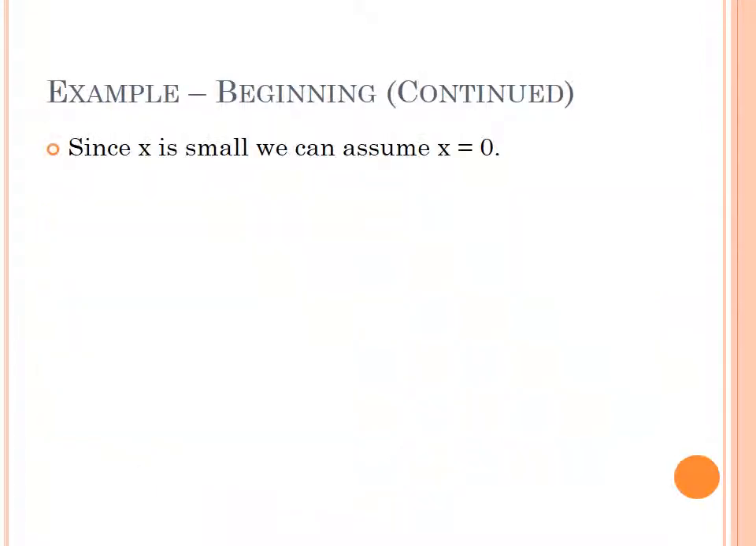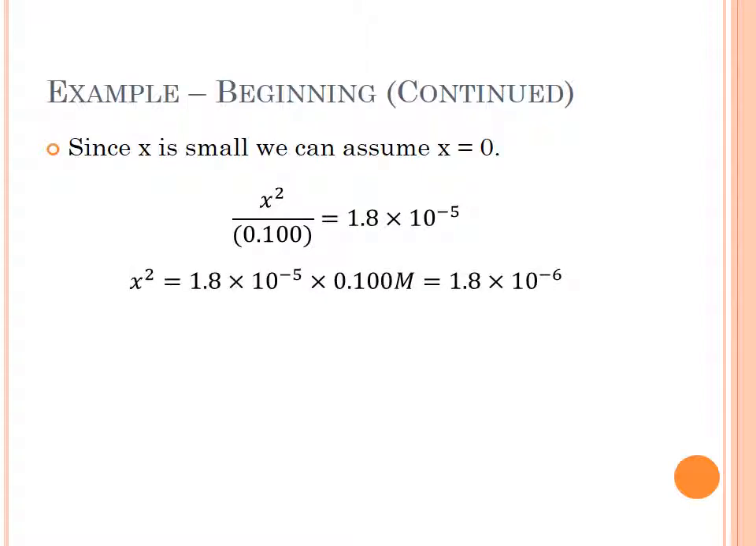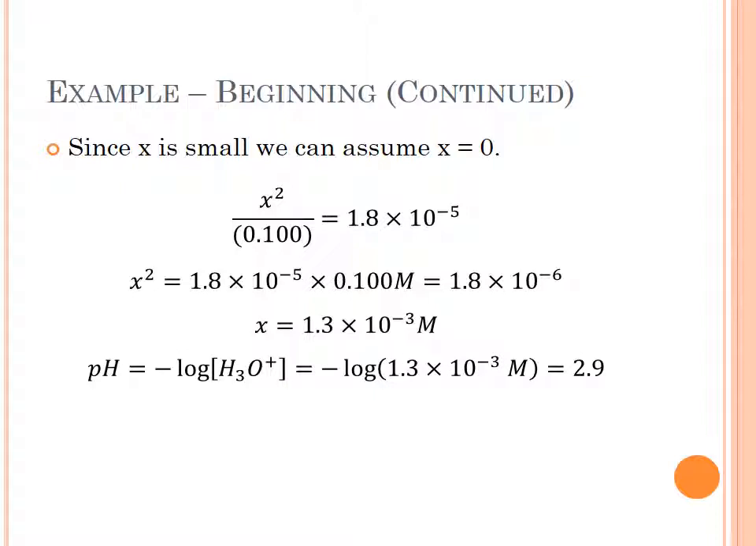If we assume x is small because Ka was small compared to the initial concentration like we did in our acid-base section, we're going to make x 0 in the addition and subtraction. So we'll say x squared divided by 0.1 is equal to 1.8 times 10 to the negative fifth. Solve for x. And we find that x is equal to 1.3 times 10 to the negative third molar. Now that x was equal to our hydronium ion, and since we're trying to get pH, the negative log of 1.3 times 10 to the negative third molar is 2.9 for a pH.